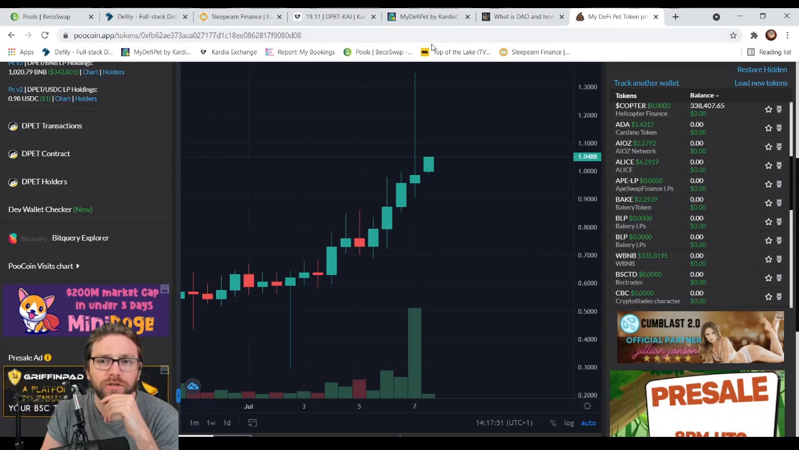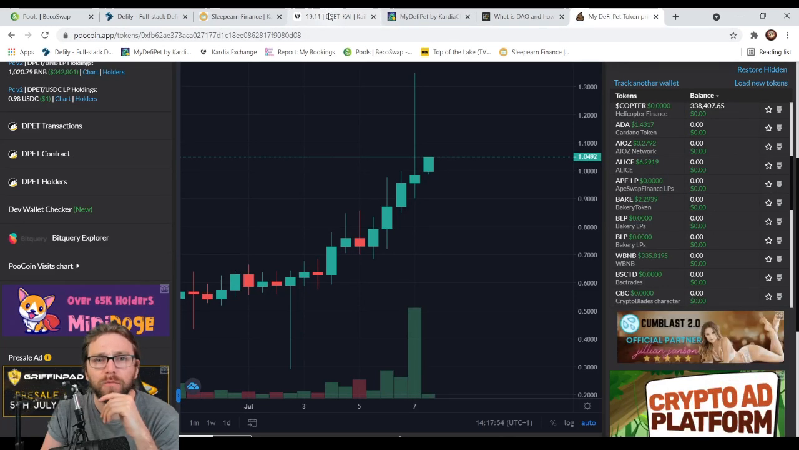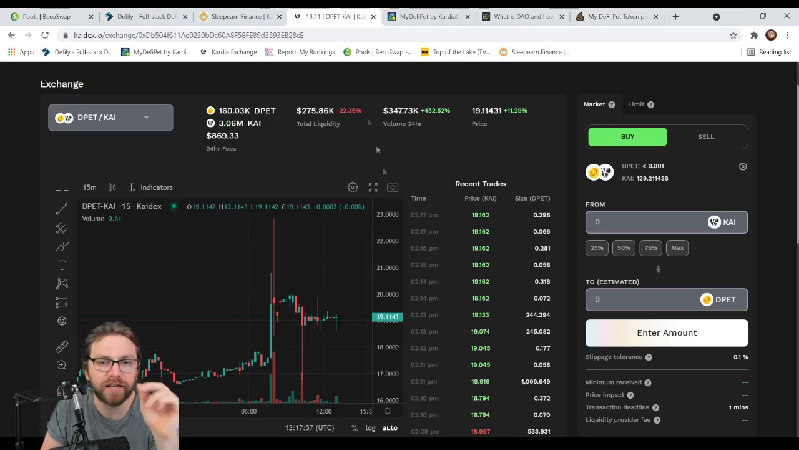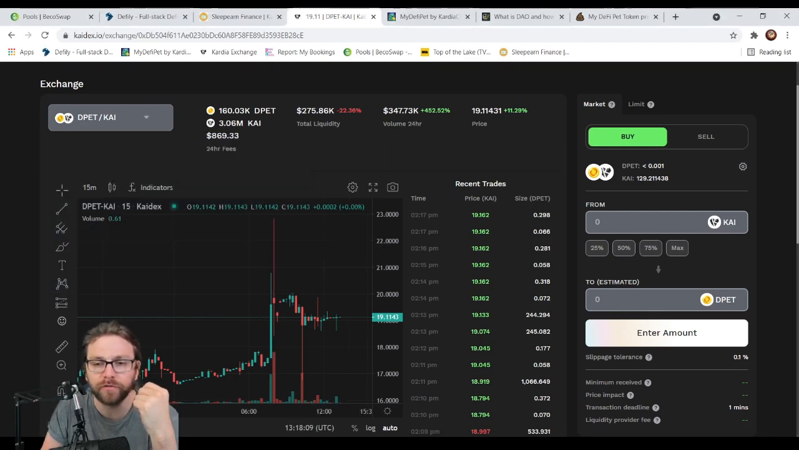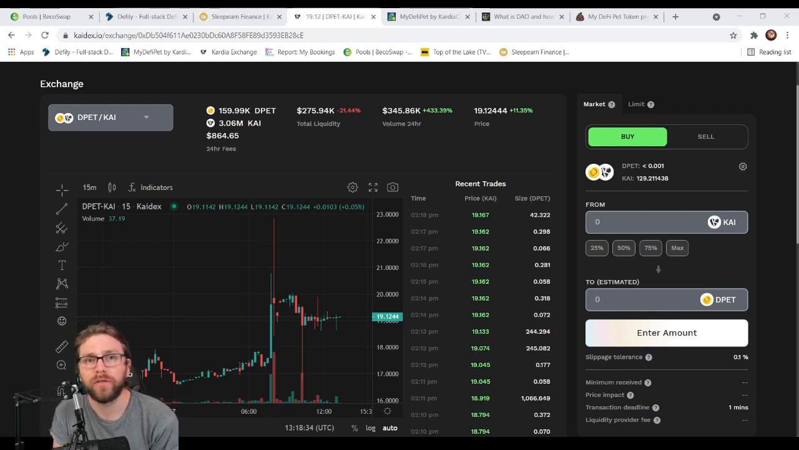So it costs $1.04 with Binance Smart Chain. On the KardiaChain, it is 19.11 Kai. So DPET equals 19.11 Kai. Now Kai is currently priced at 0.045. It's gained about 10% in the past day, which is really good to see, which increases the price of it. 19.11 times 0.045 equals 85 cents. So you can see that already, the DPET per dollar is cheaper on the KardiaChain.